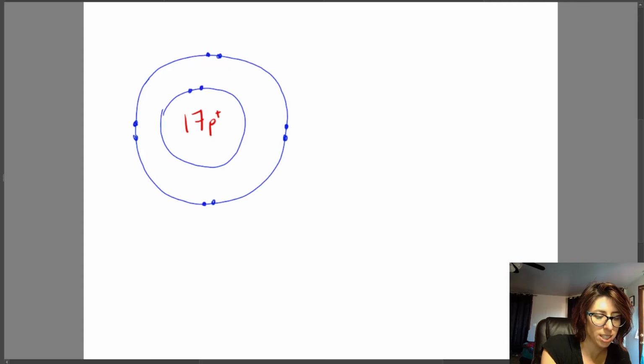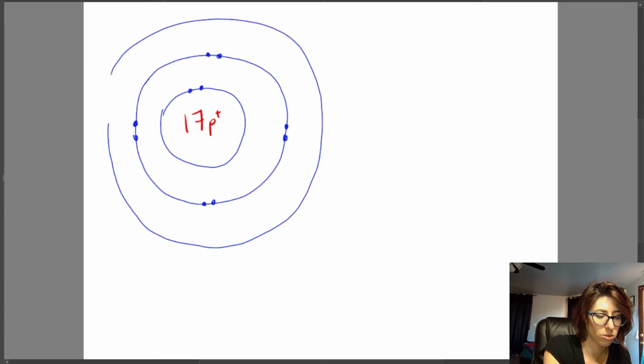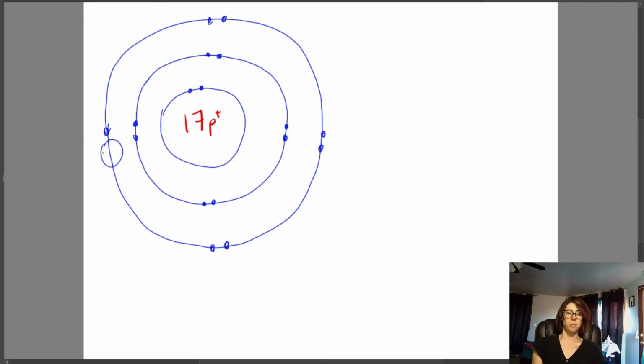Until we reach 8. So now we have 1, 2, 3, 4, 5, 6, 7, 8, 9, 10 electrons. We need 17 to match the protons in the center. So we have 10, 11, 12, 13, 14, 15, 16, 17. We have 1 unpaired here. 1 unpaired, okay? 1 empty slot. Because the third orbital can also take 8 electrons before it's full.